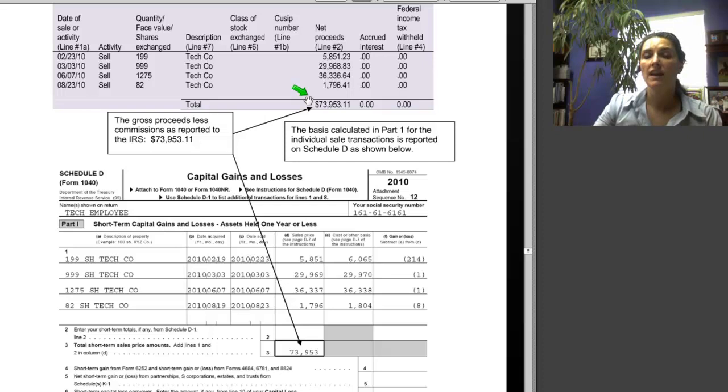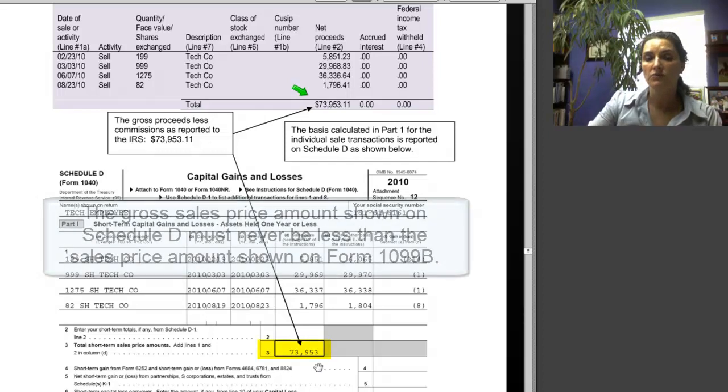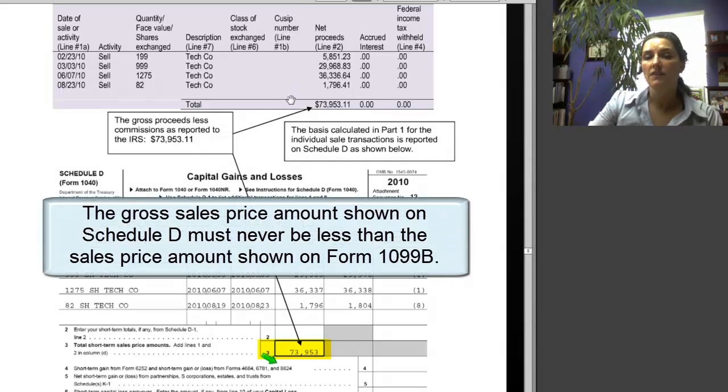For example, perhaps your client has short-term sales that are reported on a 1099-B, but they also have other short-term sales that are not reported on a 1099-B. Well, then you would have a situation where the number in Box 3 of Schedule D could be higher than the amount shown on the 1099-Bs, but it should never be less.